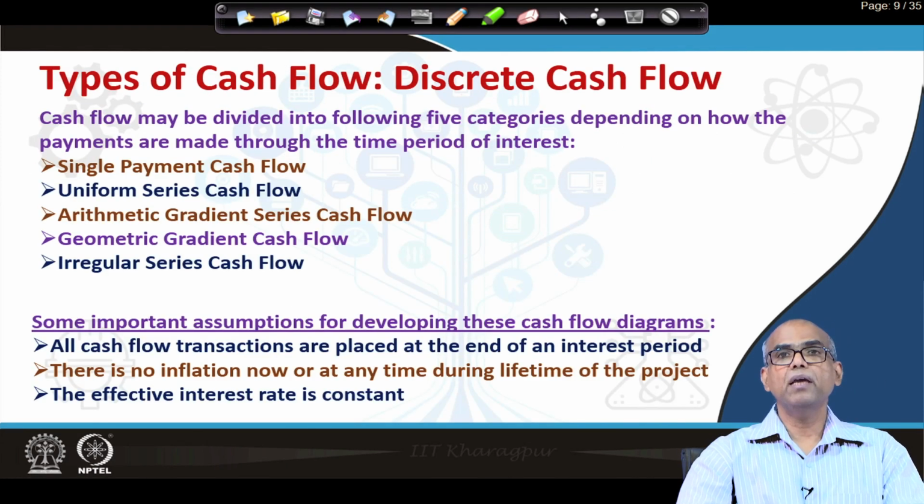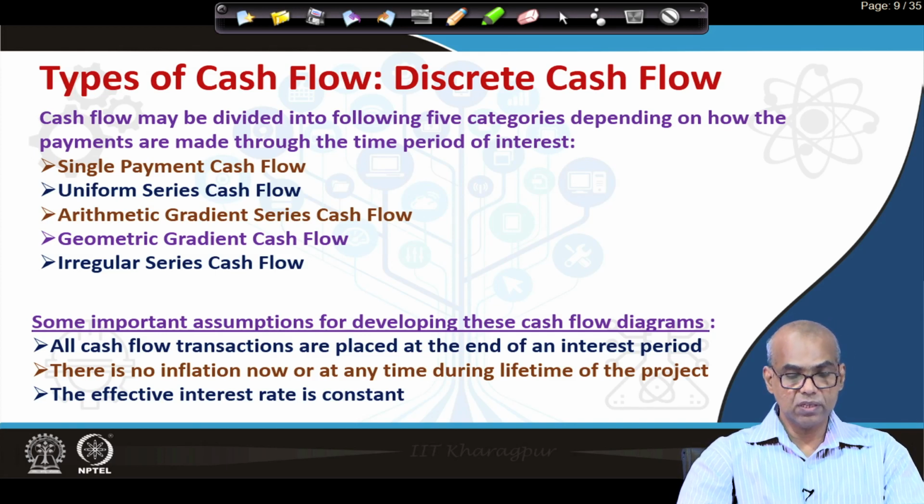Now, we will see different types of cash flow diagrams. Cash flows may be divided into the following 5 categories depending on how the payments are made through the time period of interest: single payment cash flow, uniform series cash flow, arithmetic gradient series cash flow, geometric gradient cash flow, irregular series cash flow.